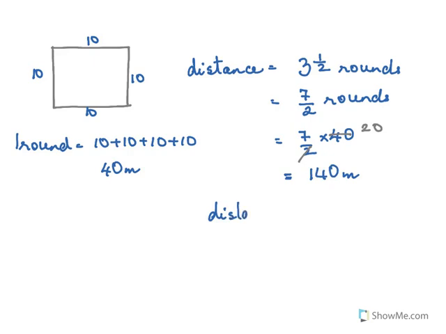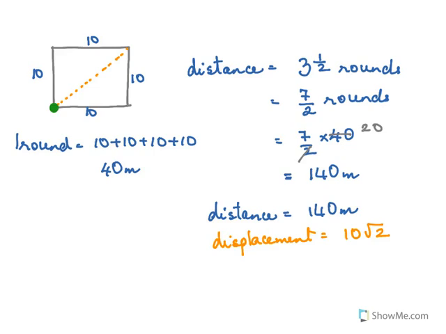So distance traveled is 140 meter, and displacement will be 10 under root 2. Displacement, as we have seen, we had calculated. A was the initial position here, and after 3.5 rounds he ended up at C. So C was the final position. So AC was the displacement.